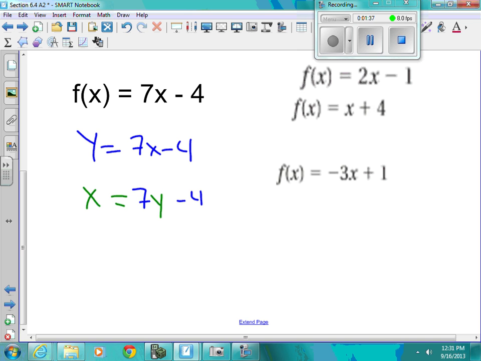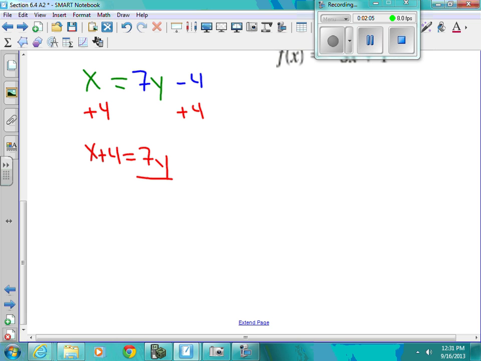Good, I just wrote the inverse equation, right? No, we have to solve this for y. We have to get y by itself. So we use order of operations. There's something multiplying by y, something subtracting it. We undo the subtraction first. x plus 4, those are not like terms, so I just write x plus 4 equals 7y. And then finally, 7's in front of y, it's multiplying, you undo multiplication by dividing.